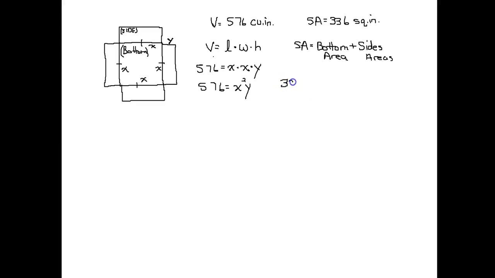So this 336, see the area of the bottom is a square, X times X is X squared, plus this side is X times Y, this side is X times Y, this side is X times Y, and that side is X times Y. So we have 4 sides that are XY. So there we go. Let's use this. Substitution or elimination. Not sure elimination is going to work so well because I have an X squared Y here and an X squared plus 4XY here. So I think substitution might be my better bet.